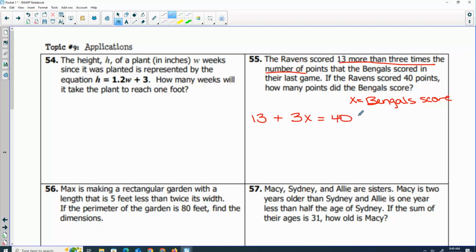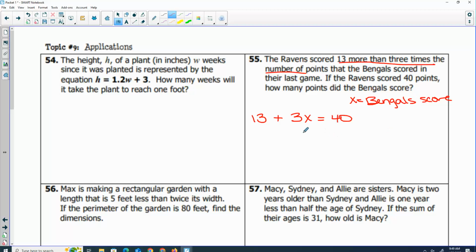You have to know what your variable is in order to be able to write that equation. So a lot of times on the EOC, they like to give you a scenario like that. And they'll make it a 2-part question. Part 1, they'll say write the equation. So you have to be able to type this in. Then part 2, they're going to say solve it.